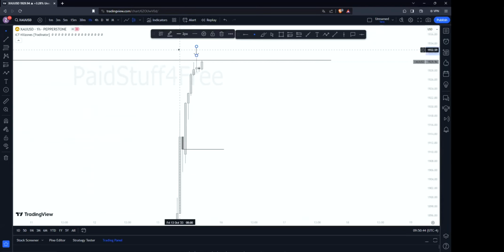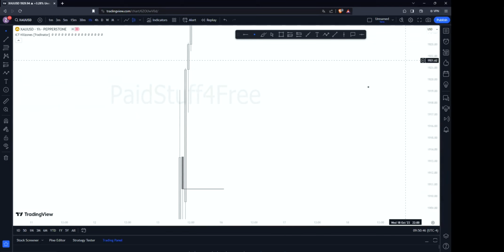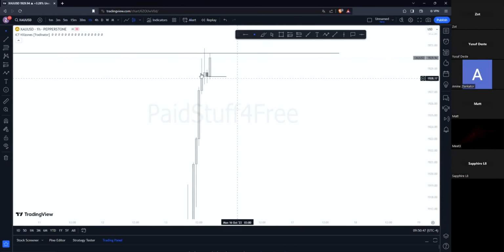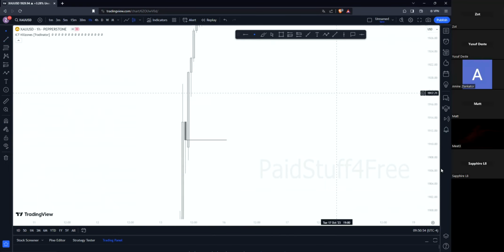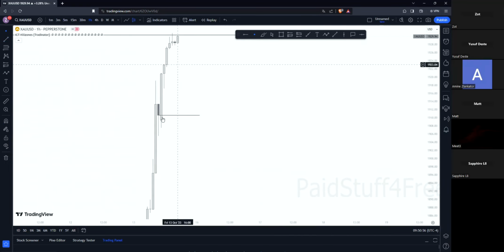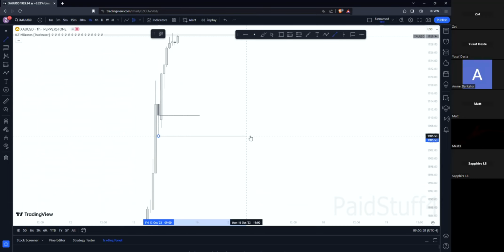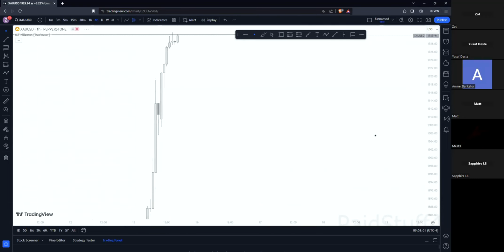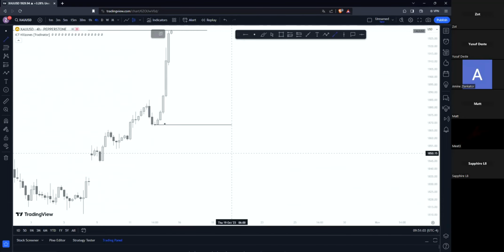We don't care. So since we are on H1, we shouldn't just break this one. I mean, if this was external, we shouldn't just break this one. We should break the whole wicks, right? Just a simple break of structure. Now, for H1, we should break this and this, right? But on H4, you should just break below, okay?